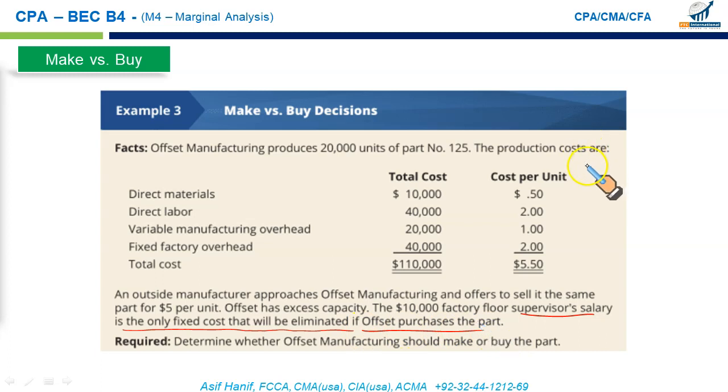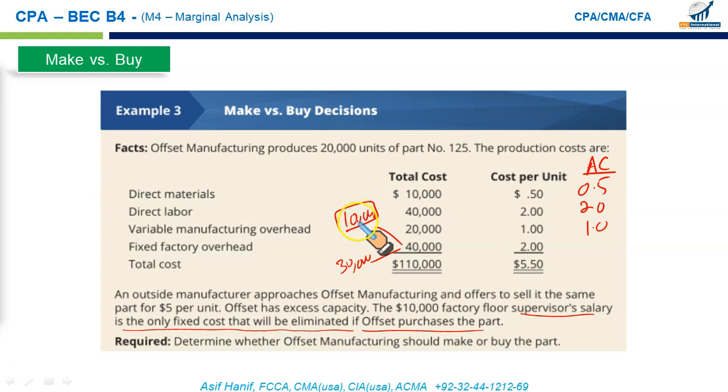Now let us first see what is the avoidable cost. When you do not produce, you save 0.5 material. When you don't produce, you save $2 of labor, $1 of variable overheads. But this is interesting. Out of this 40,000, $10,000 relates to the factory floor supervisor salary, this is the only avoidable fixed cost. The rest of the 30,000 is unavoidable. So this is the avoidable cost, hence relevant.